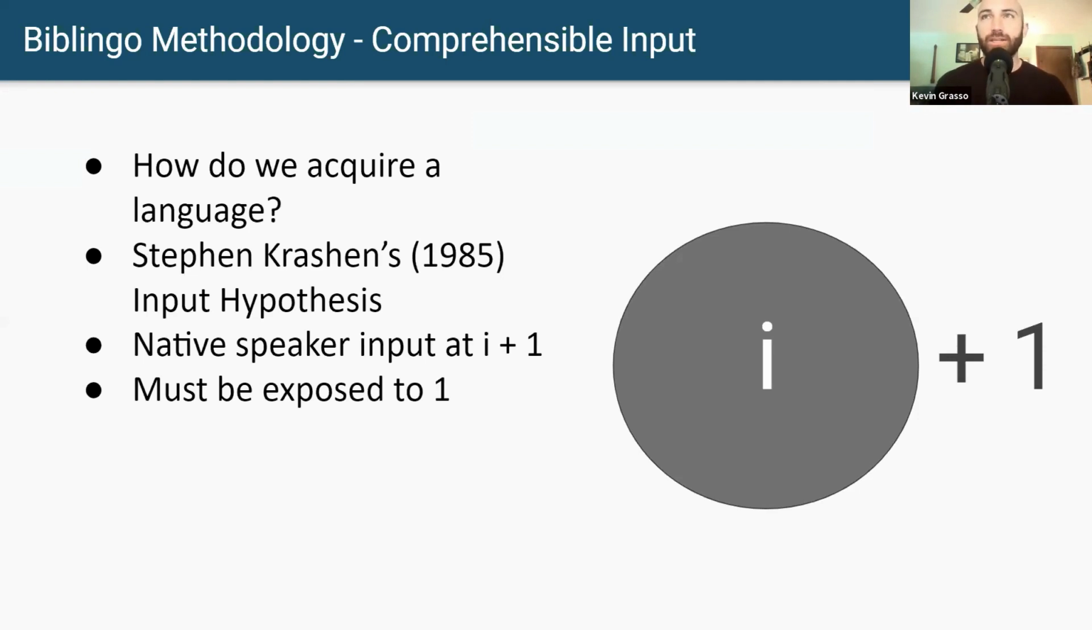The idea is that to progress in your knowledge of the language, you need native speaker input of something that you don't already know. At a very basic level, that just involves exposure to what we'll call 1. So we have I plus 1. This was the formula.